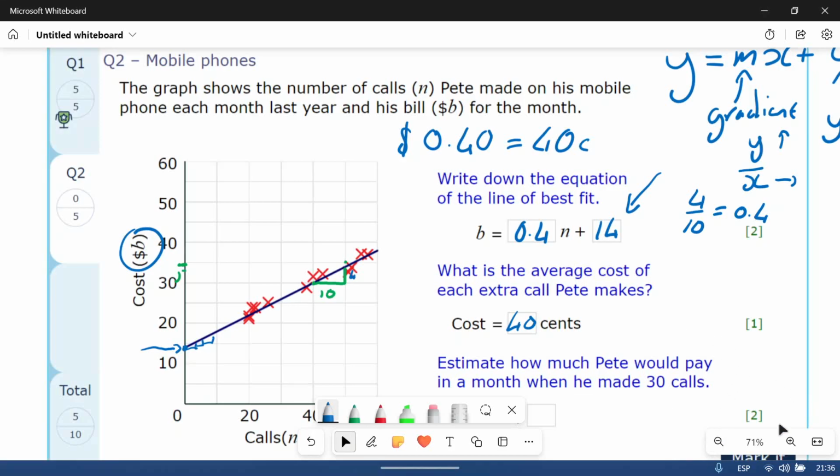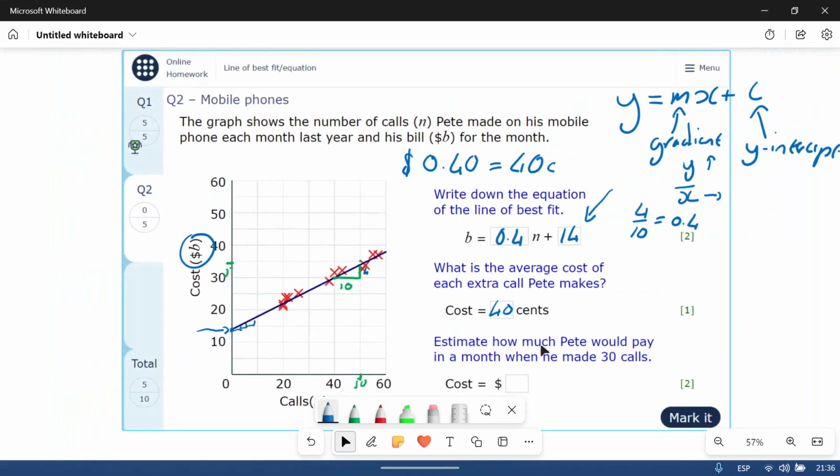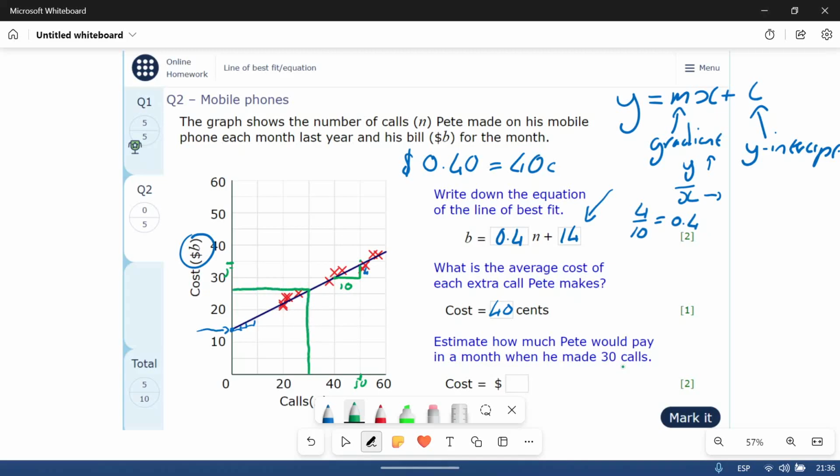And then the last one: estimate how much Pete would pay in a month when he made 30 calls. Now we can use the graph for 30 calls. We go up and we go across. How much would you say that is? It's just above 25, maybe 26. That would be a good estimate, but there's even a better way to do this. N is the number of calls, and we've got an equation here that actually works it out.